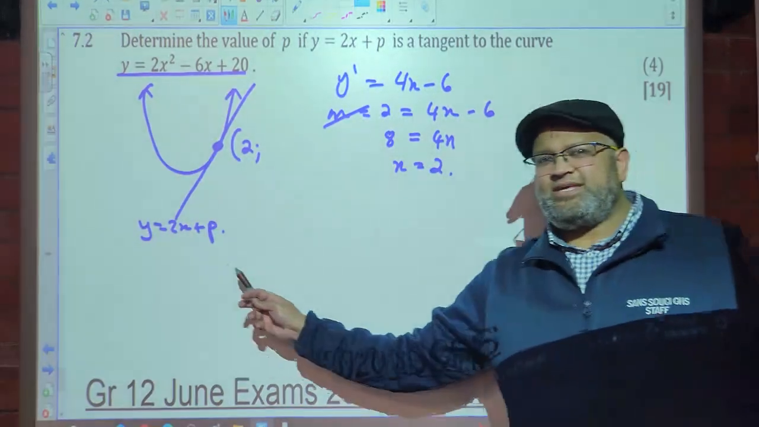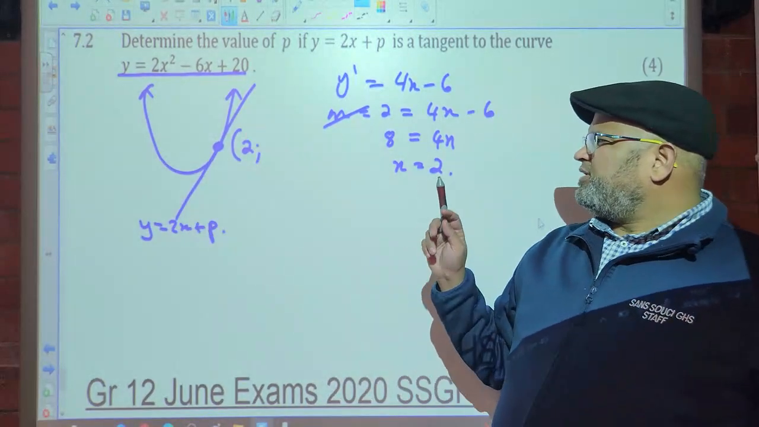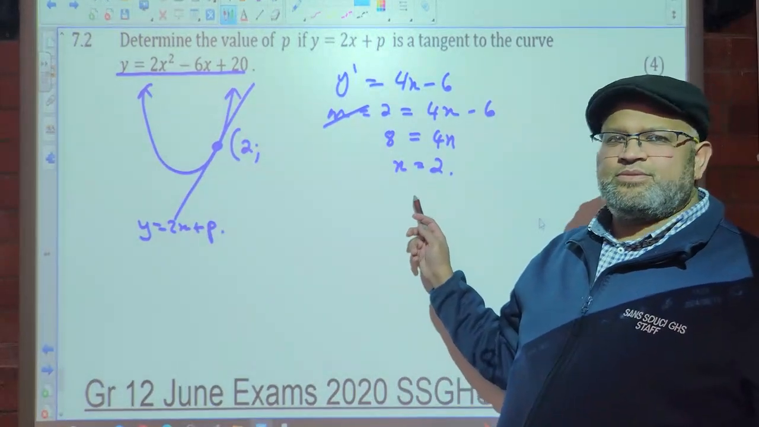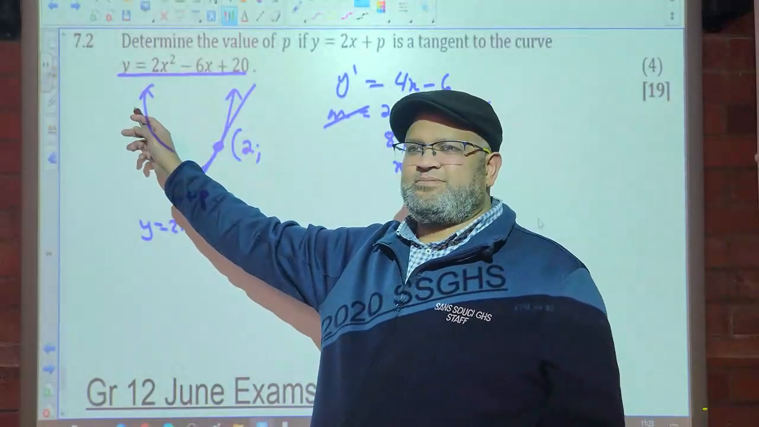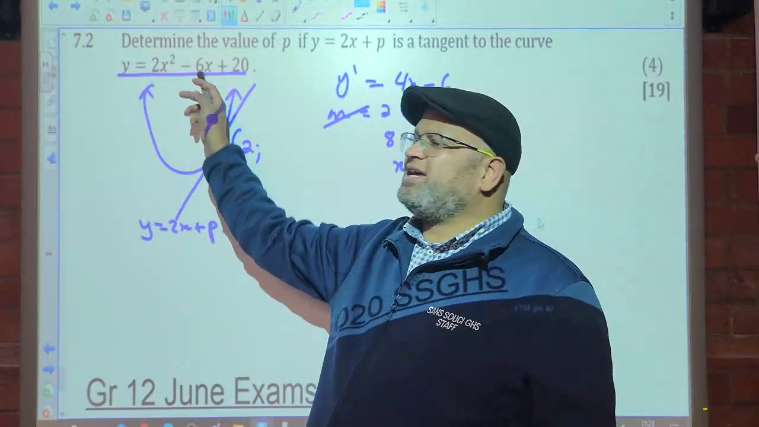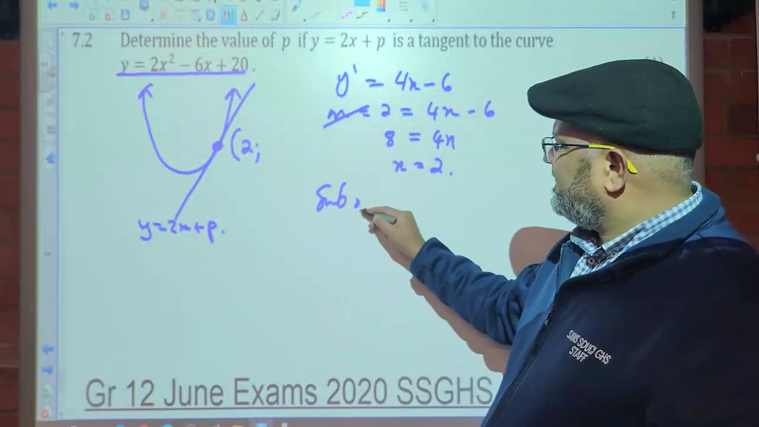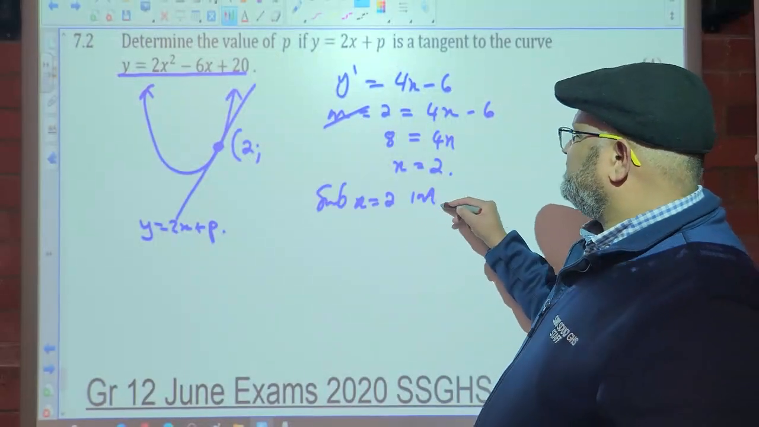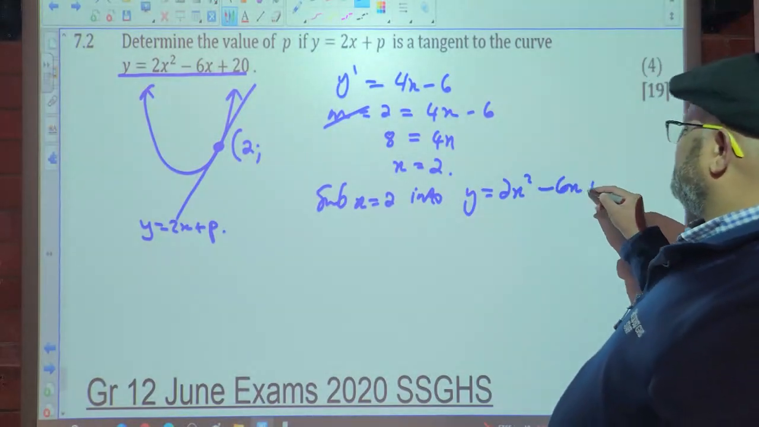Remember, I must solve for p, no? So I need a point on this graph. But what can we do with 2? Substitute it into the parabola's equation. By doing that, what are we going to get? The corresponding y value. Remember, if I put the x in, I'm going to get my y out. So now we substitute x equal to 2 into y is equal to 2x squared minus 6x plus 2.